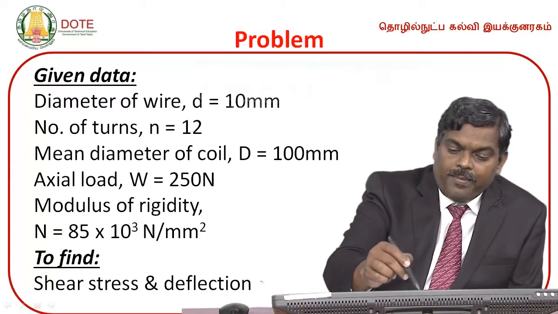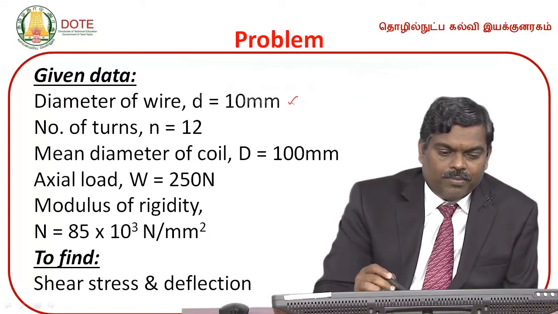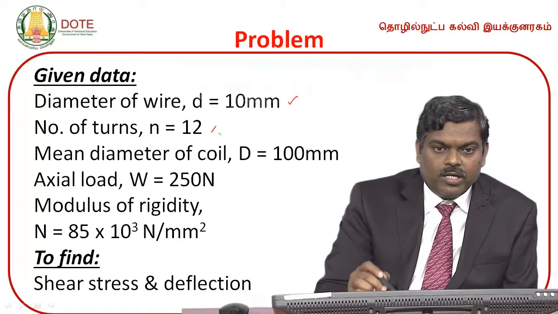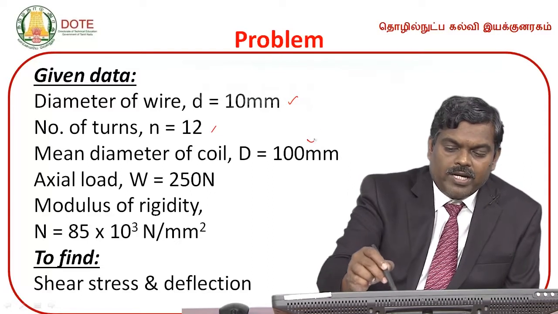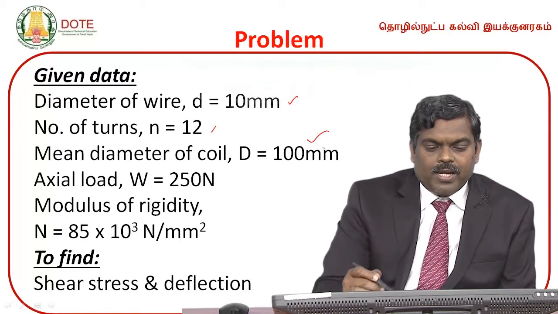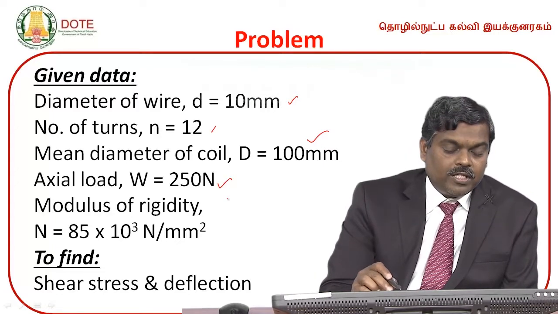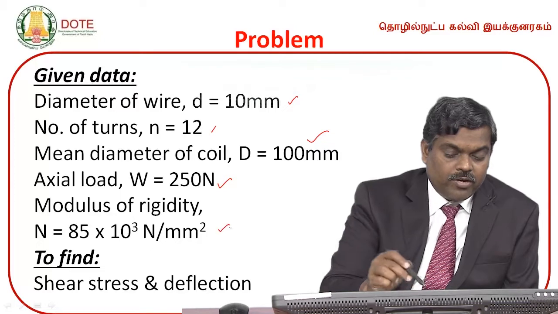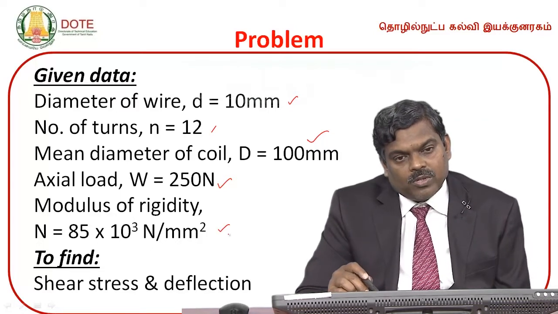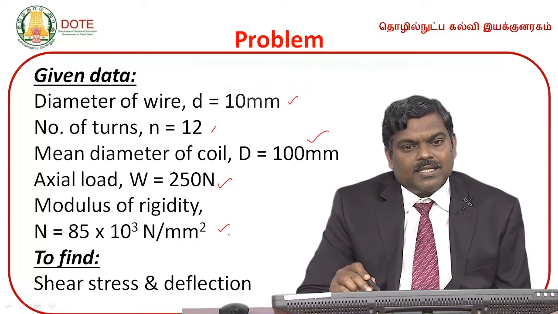Given data: diameter of wire d is equal to 10 mm, number of turns n is equal to 12, mean diameter of the coil D is equal to 100 mm, axial load W is equal to 250 Newton, modulus of rigidity for the spring material N is equal to 85 into 10 to the power 3 Newton per mm square. To find shear stress and deflection.